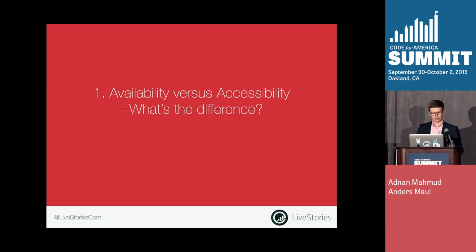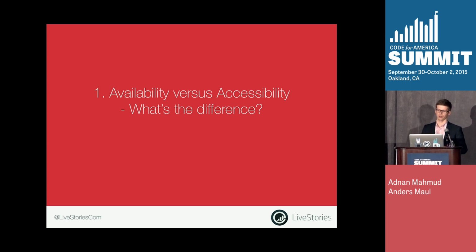So let me cover the availability versus accessibility. What is the difference here? So, in 2009, the Obama administration launched the Open Data Directive, which has been very much the beginning of the open data and open government movement. It's a great initiative, makes data more available. But the challenge here is they're not necessarily making it more accessible.